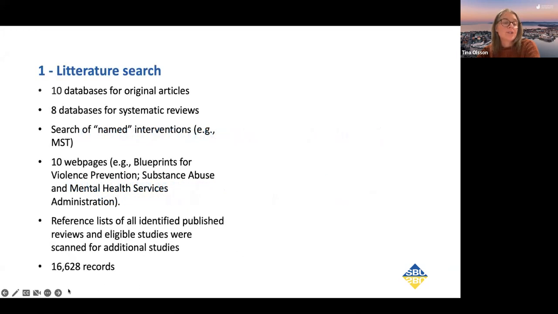Our literature search included 10 databases for original articles and 8 databases for systematic reviews. We searched named interventions. We searched 10 web pages, and we scanned the reference lists of all identified published reviews and eligible studies. So all in all, we looked at or reviewed 16,628 articles.